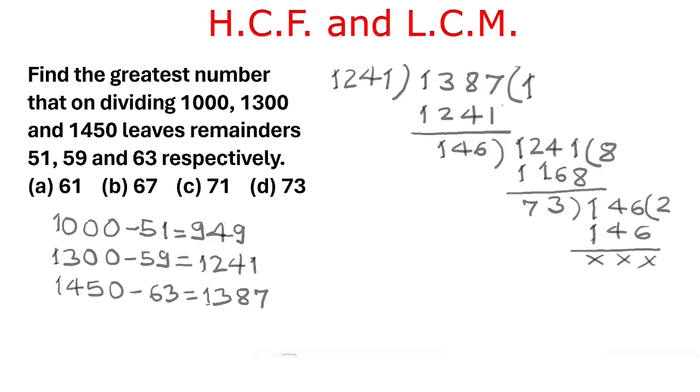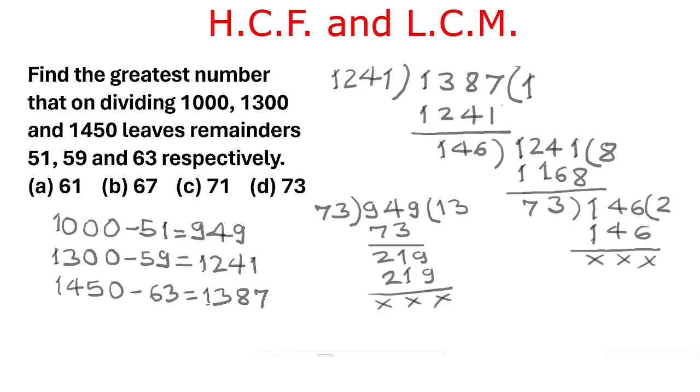So we divide 949 by 73. 73 divides 94 for one time. The remainder is 21. We carry 9. 73 times 3 is 219. So on subtracting 219 from 219, our remainder is 0. It means that the H.C.F of all the numbers 949, 1241 and 1387 is 73.